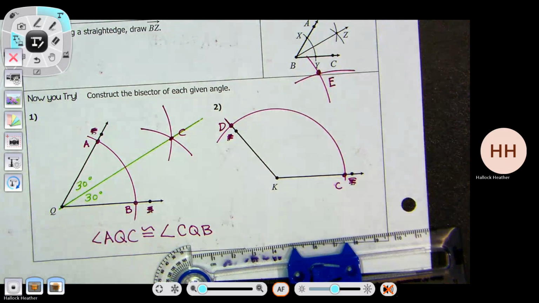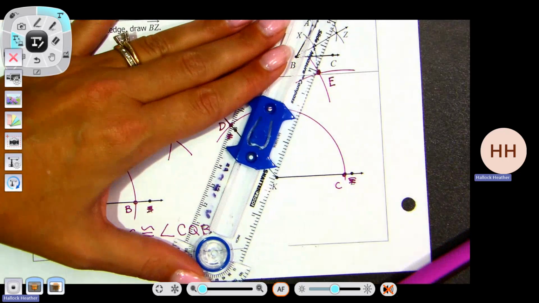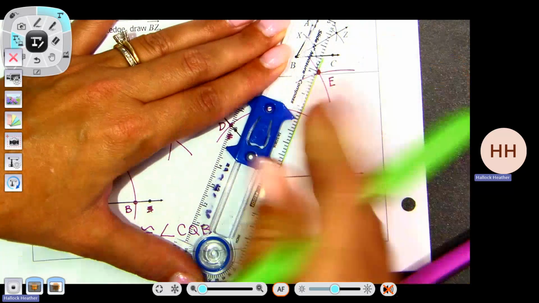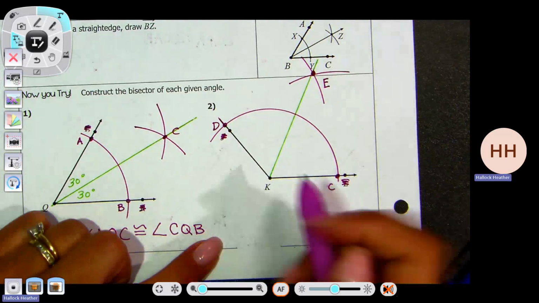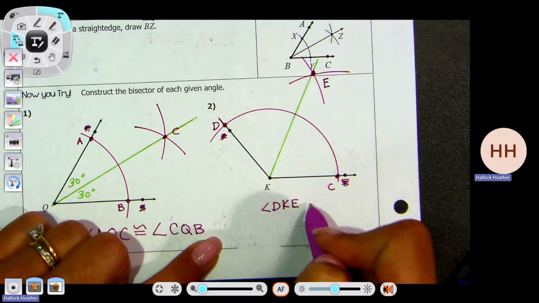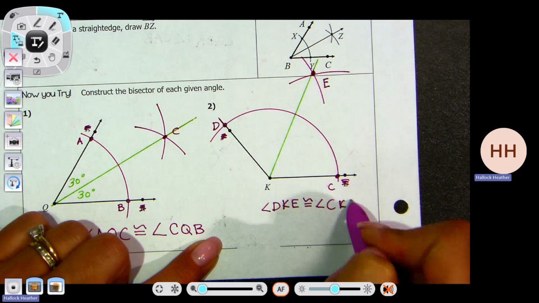Where they crisscross in front of his mouth, you're connecting back to the center, which is K, because you're constructing an angle bisector. So it's splitting the angle into two equal parts. So then I could say angle DKE is congruent to angle CKE.